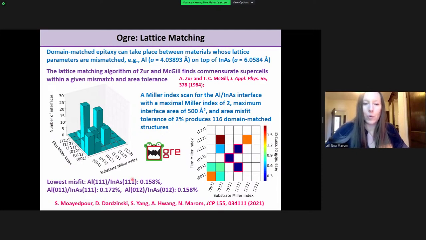We have 111, 111, and then aluminum 011 on indium arsenide 111, and 012 for both combinations. So 012 is a somewhat higher Miller index, so it's not something that's typically used. So we're going to go with the 111 substrate. And then of these two interfaces, the 111 on top of 111 has a slightly lower misfit. So it's somewhat more likely, and we're going to focus on this one.